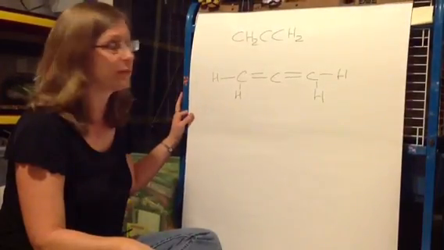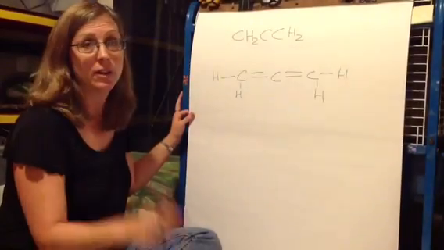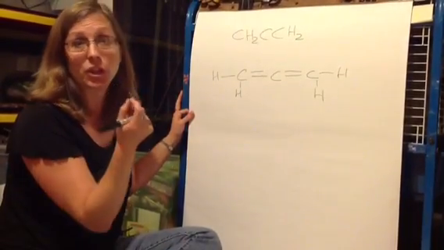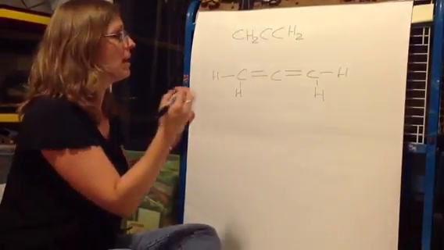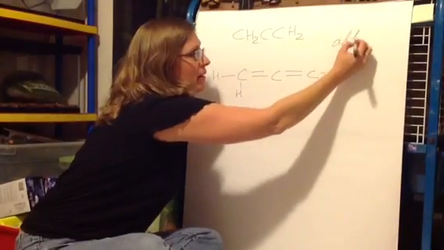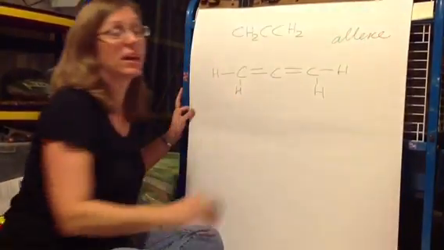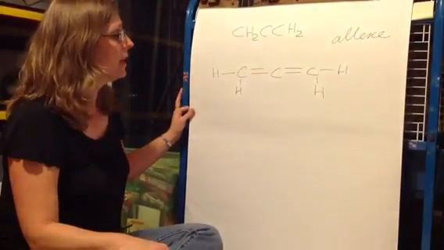Okay, so we have 2 double bonds on top of each other sharing the same carbon. This is called accumulated double bond. This molecule is actually called allene. So you can look that up and see some examples of that.